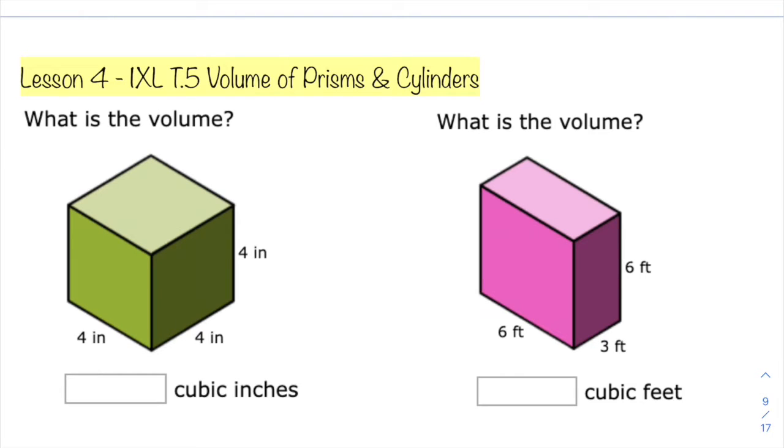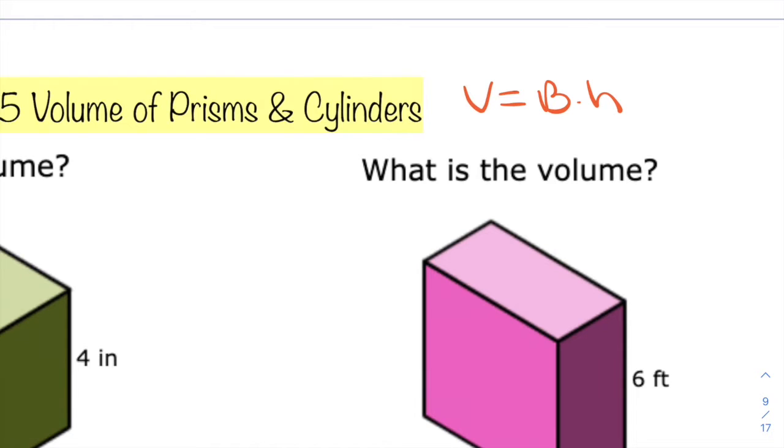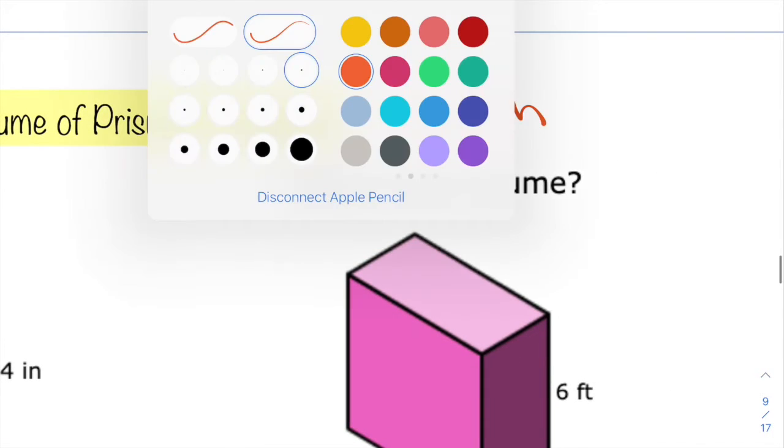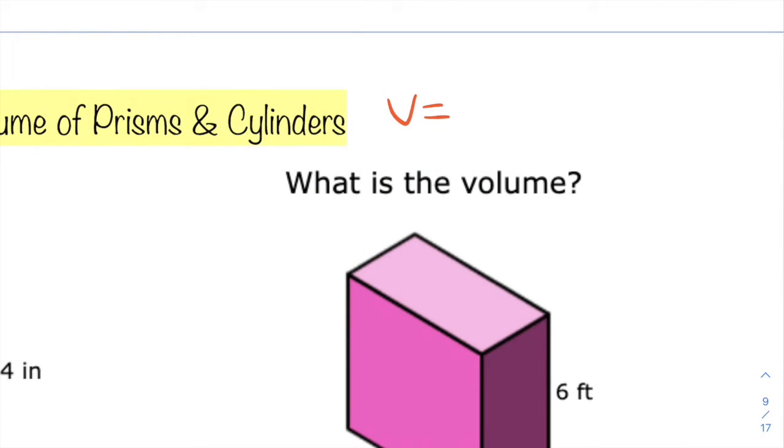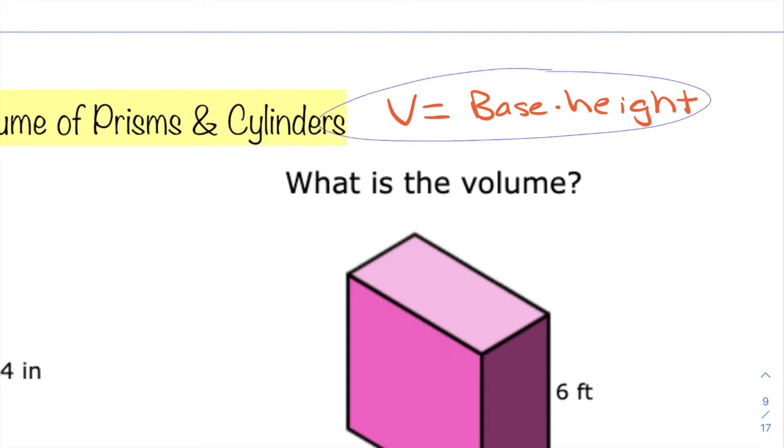So the formula for volume of both prisms and cylinders is volume equals base times height. Notice I use a capital B for base and then a lowercase h for height. The reason why is because the base is truly dependent. Let me just write it out here. It's going to be base times height. And the question really is, what is the base? It's all about the base.